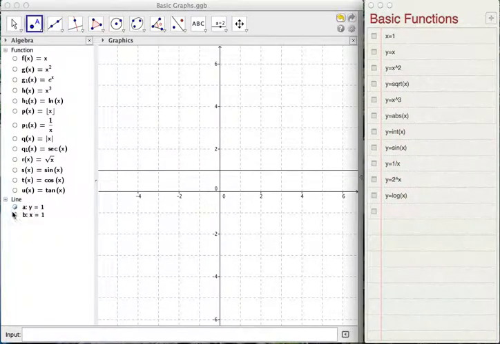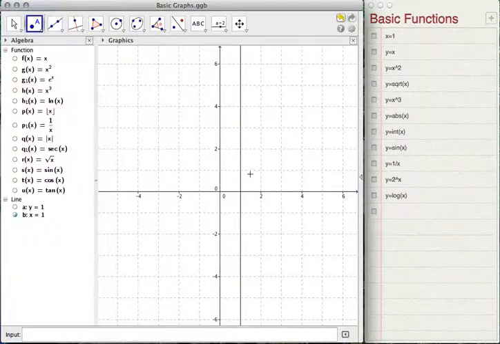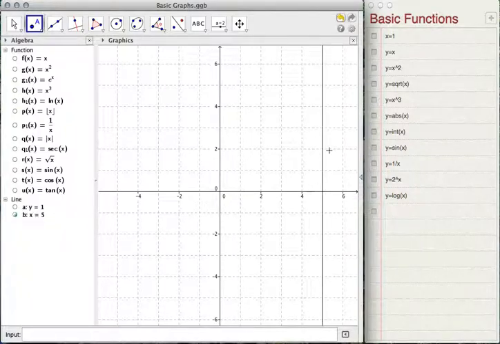Next is the line x equals 1. And the line x equals 1 is a vertical line. Key points for that would be any of these nice, pretty points: (1, 0), (1, 1), (1, 2), (1, 3). The thing that all of these points have in common is that they all have an x coordinate of 1. And any x equals number line is always going to be a straight up and down line at that number. If I just make it really quick, x equals 5, you'll see it's still an up and down line, but now it's at 5. So those are vertical lines.